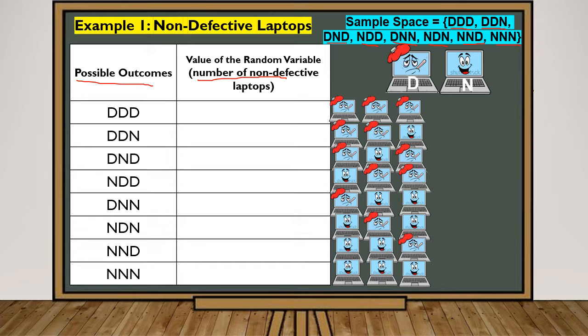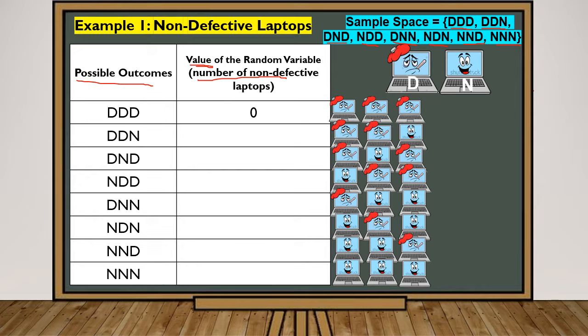Okay? So it is very important that you know how to list down the possible outcomes. You do it systematically so that you will not miss any possible outcome. Okay? So, now we proceed to determining the value of the random variable. So, in our first possible outcome, the 3 defective laptops, what is the value of the number of non-defective laptops? Do we have a non-defective here? Of course, there is none.